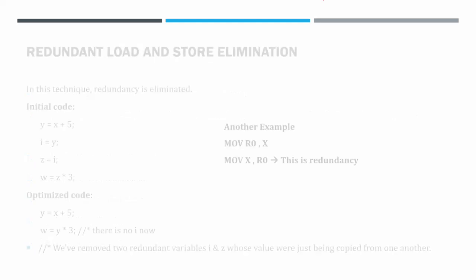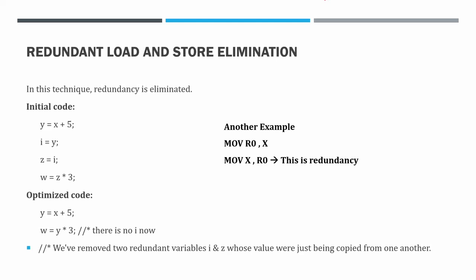First one we'll see is redundant load and store elimination. So here this will be an initialized code. Y is equal to x plus j and x equal to y, z equal to y, w equal to z into 3. So here we can reduce the redundancy in the code. Redundancy is eliminated here. We'll see what the redundancy is here. This is what we call a redundancy.